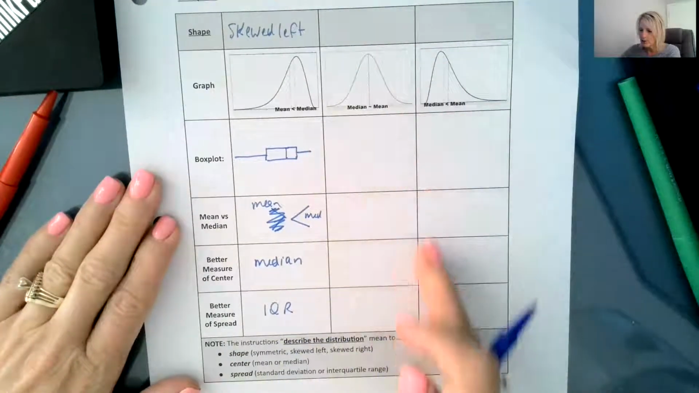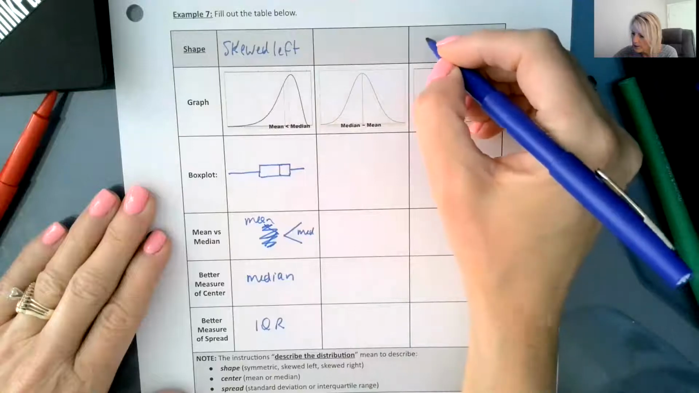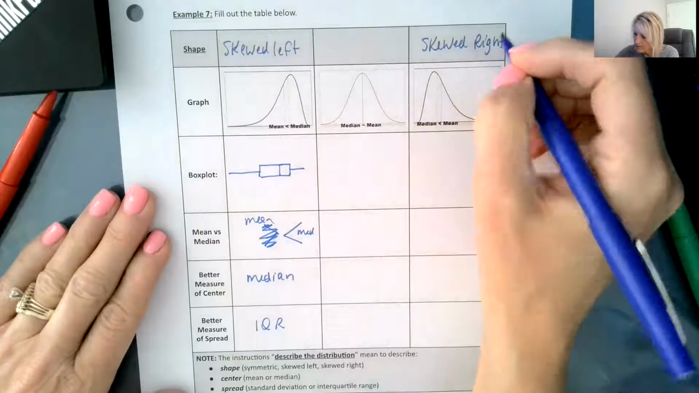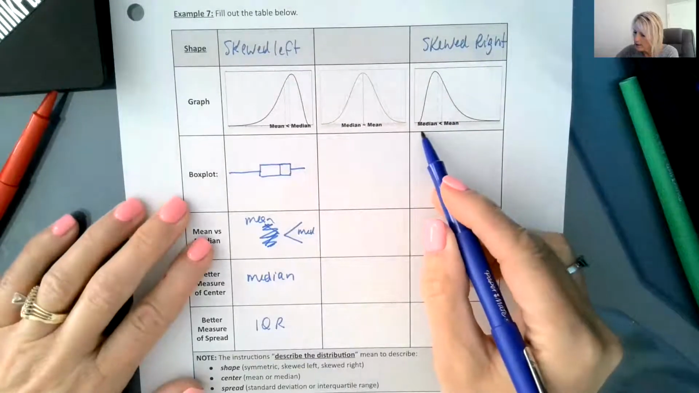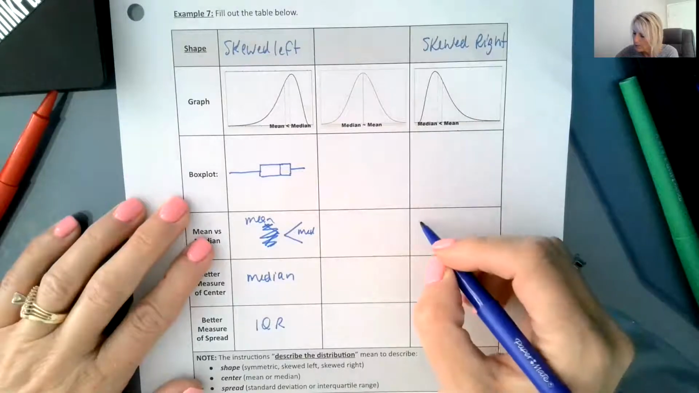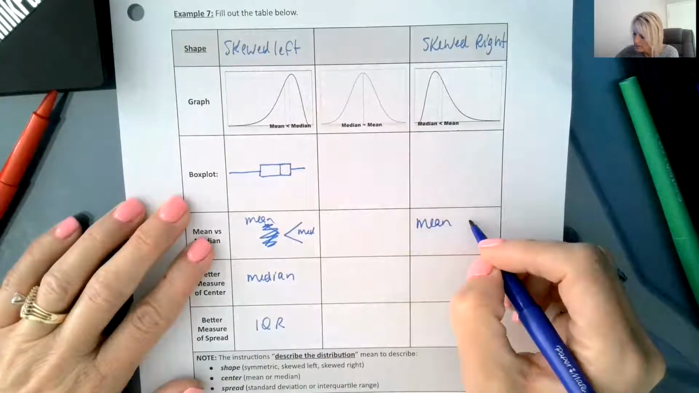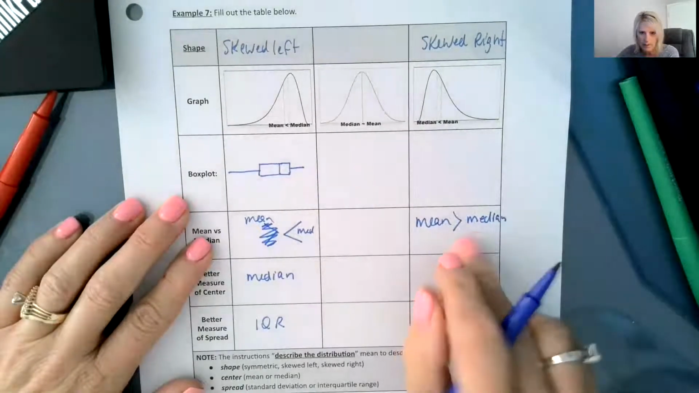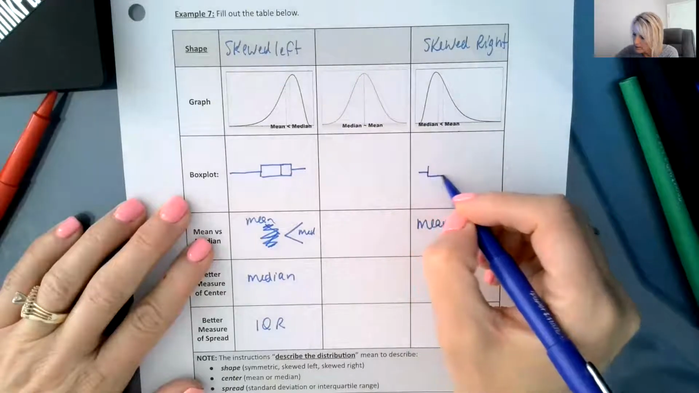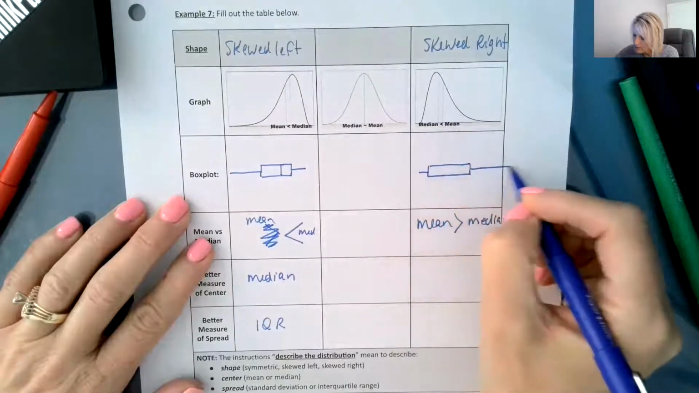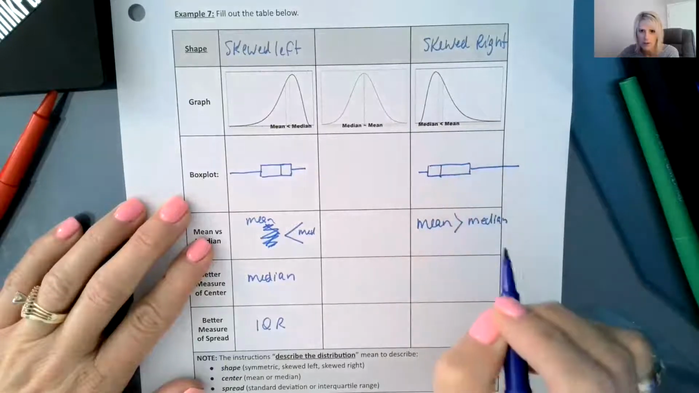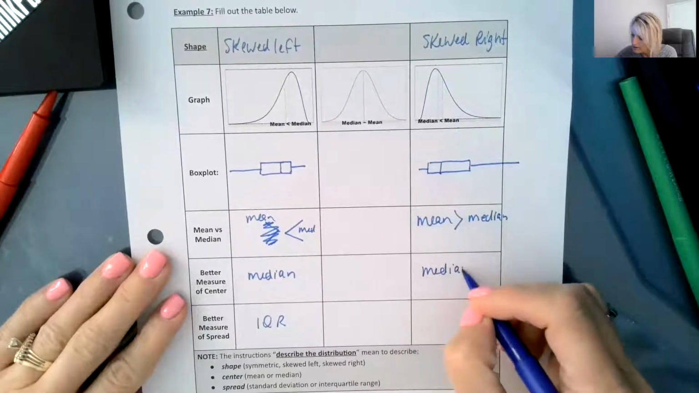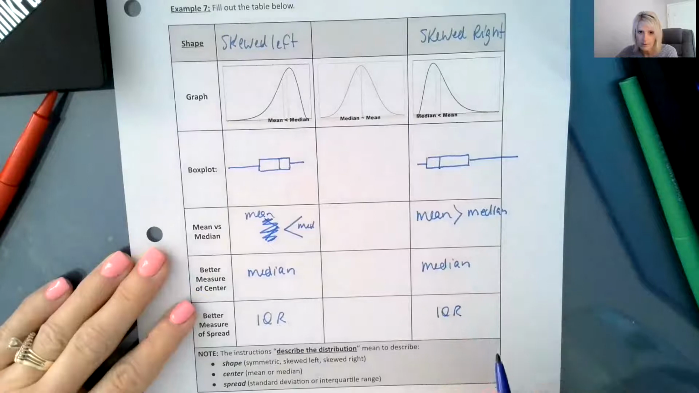And that's the same for the skewed right. So let's go over here and do the same thing. So this one is skewed right. And you can see that the median is less than the mean, but we're going to write it as mean compared to median. So it's this way this time. The mean is greater than the median. And this time our box plot might look something like this, with a longer tail on the right and longer space on the right. Again, the best measure of center is the median, and the IQR is the best measure of spread.